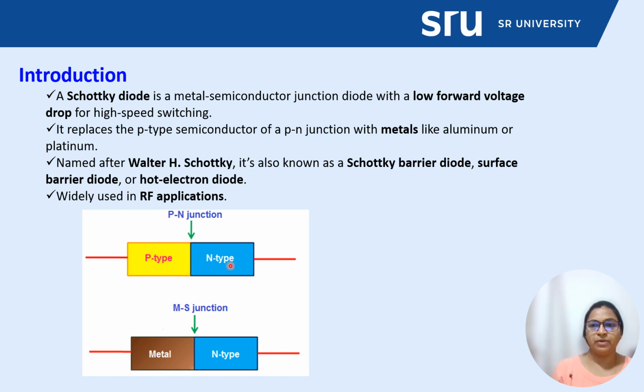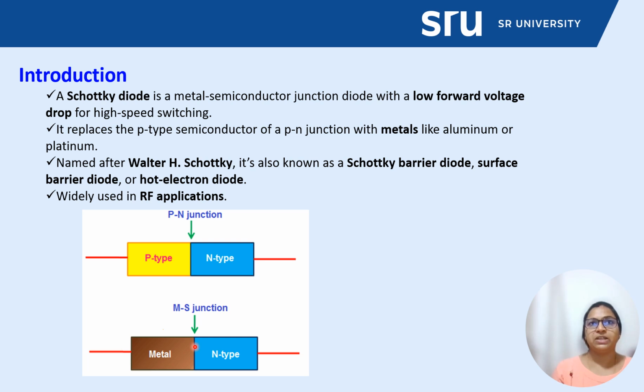But in the case of the Schottky diode, a metal, mostly aluminium or platinum, replaces the P-type material. So here the Schottky diode is made of an N-type layer and a metal. This metal can be aluminum or platinum, and since one side is metal and the other side is semiconductor, the junction is called an MS junction.